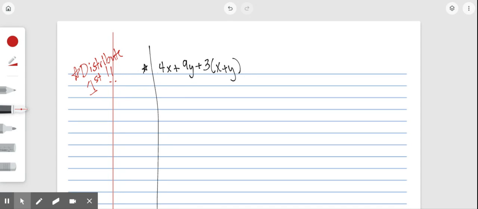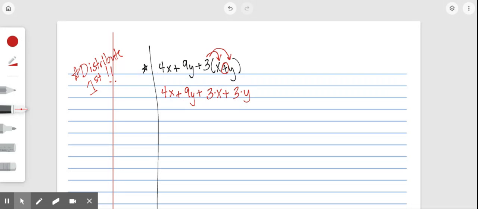So we're going to distribute this 3 to the x and the y. Now notice the 3 only distributes to the x and the y because it's the only thing it's multiplied by. It's added to the 9y. It's added to the 4x, but it's multiplied to the x and the y. So we're going to start by distributing. So the 4x plus 9y stay the same. And then we're going to do plus 3 times x. And then I keep this addition sign, plus 3 times y.